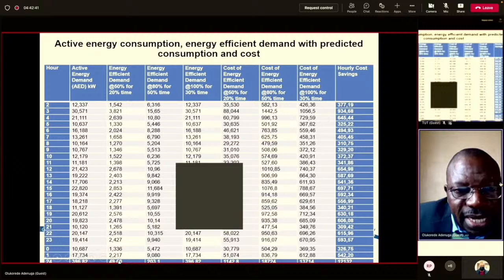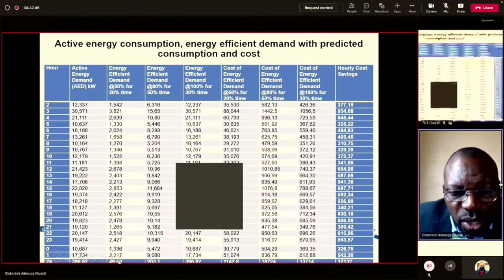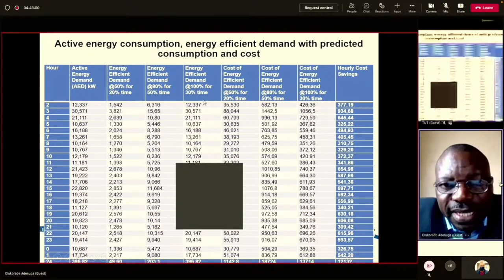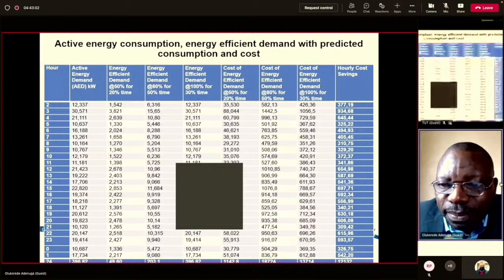if we set our variable frequency drive at 50% for 20% of the time, or 203,000 when we set it at 80% for 50% of the time, or 396,000 exactly when we set it at 100% for 30% of the time.